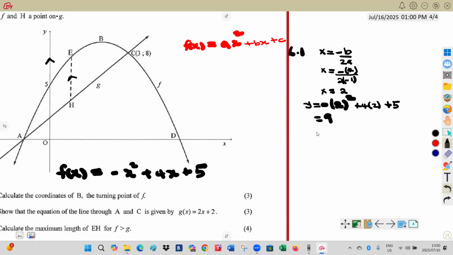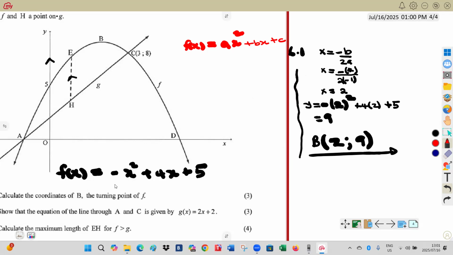So therefore the coordinates of our B, we now have to write the answer because it wants the coordinates. We have to write the coordinates of our B. So it means our B is going to be given by 2 and 9. These are the coordinates of B. Then you have to take note there.